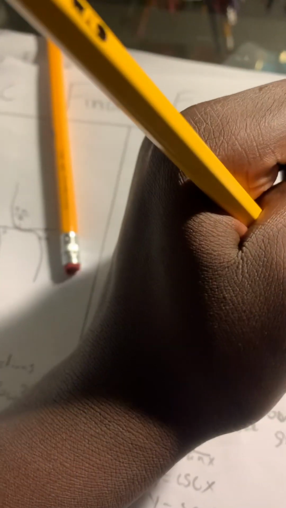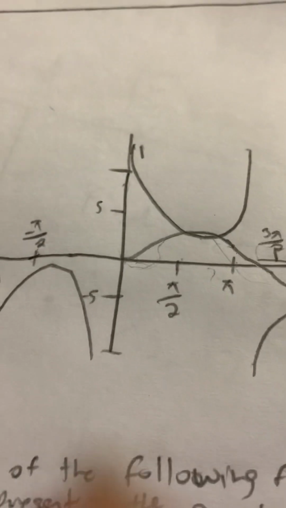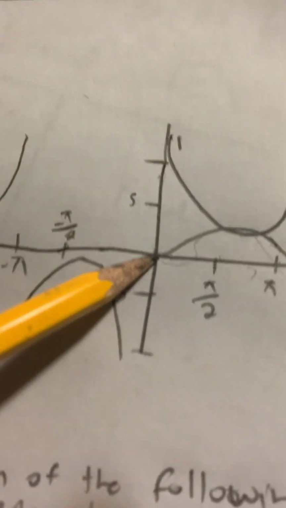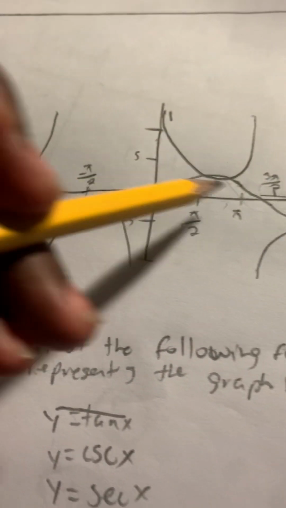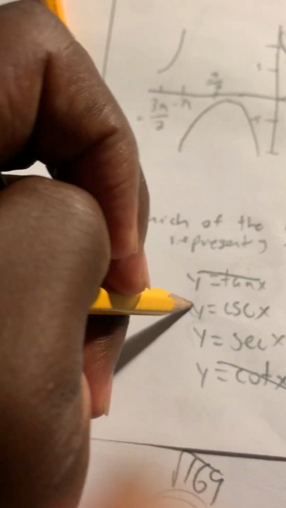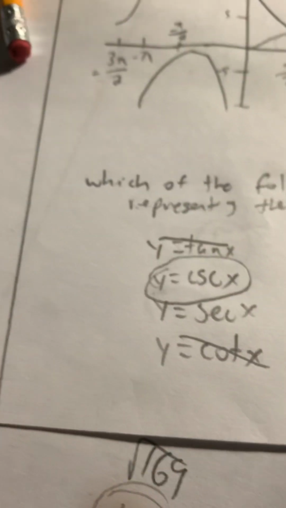Oops, my pencil broke, I'm sorry. And this. So when doing the inverse, we can see that it looks like sine because when x equals 0, y equals 0. So that means our answer for this part will be the inverse of sine, which is cosecant, which means our answer here will be y equals cosecant x.